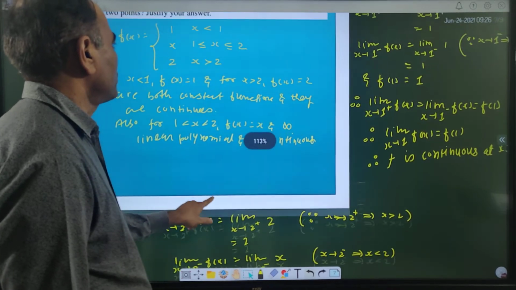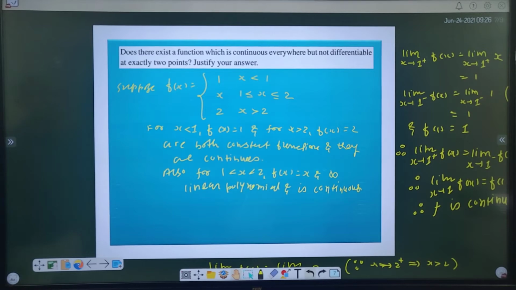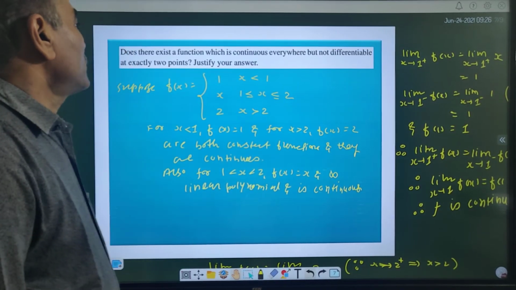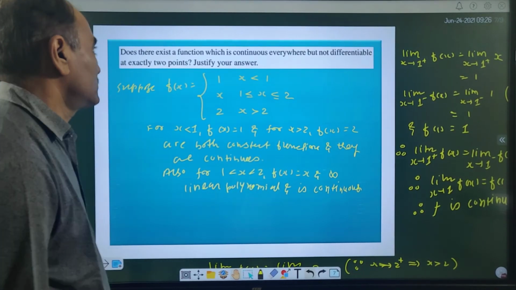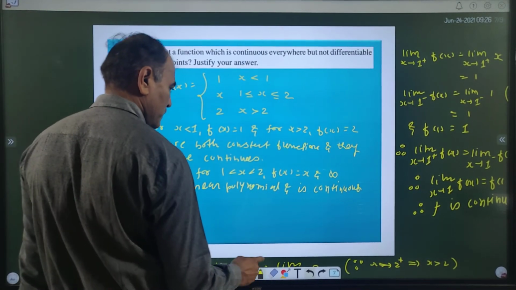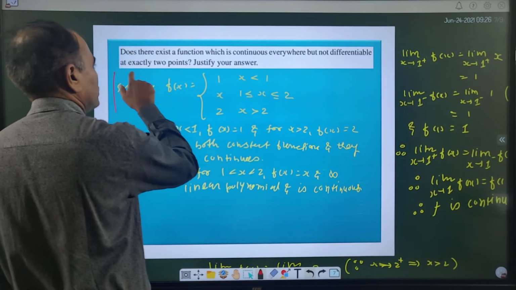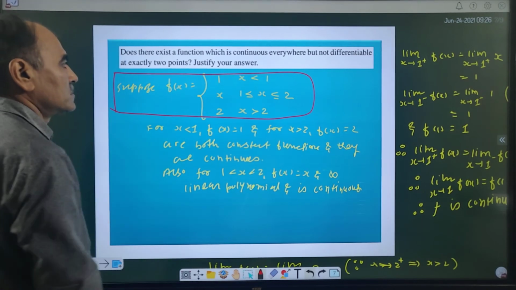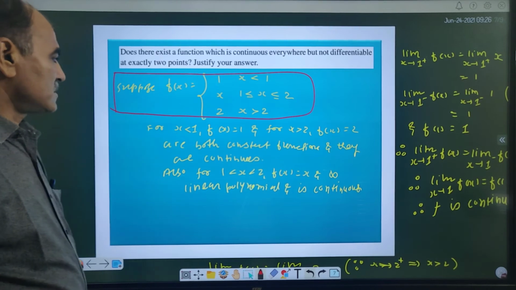This is a 4 marks question. Does there exist a function which is continuous everywhere but not differentiable at exactly 2 points? Yes, there exists such a function. So please mug up this standard form, and keep it in your mind to answer this question. Please mug up, especially for this example.